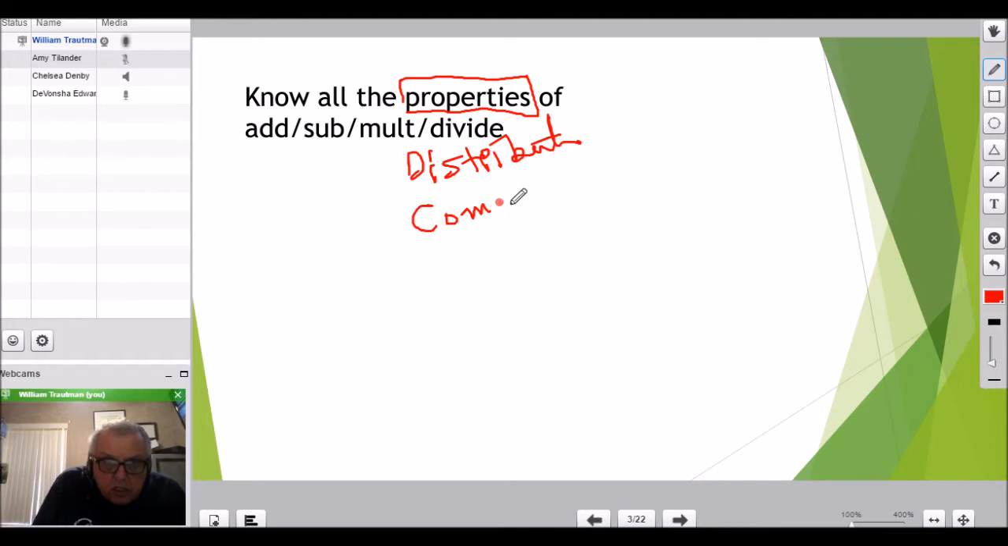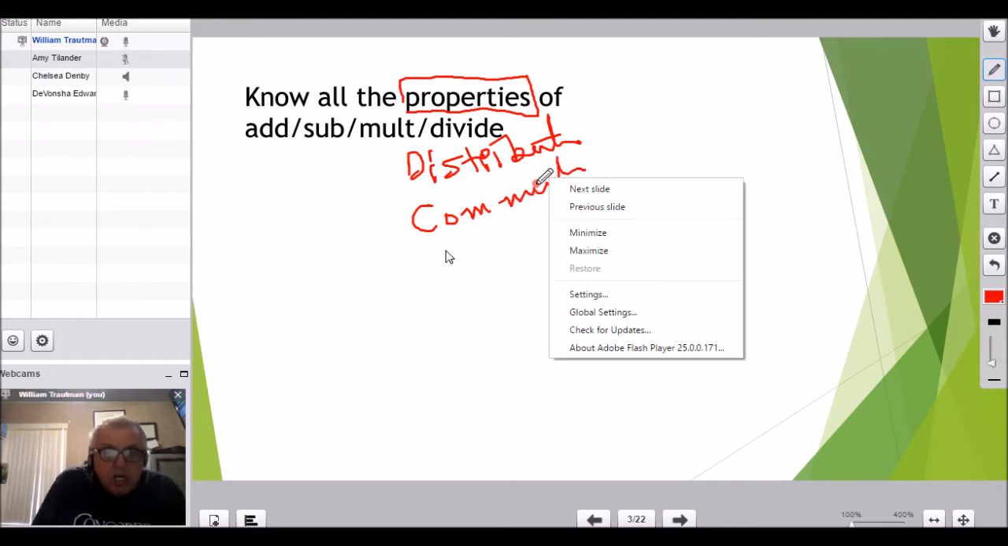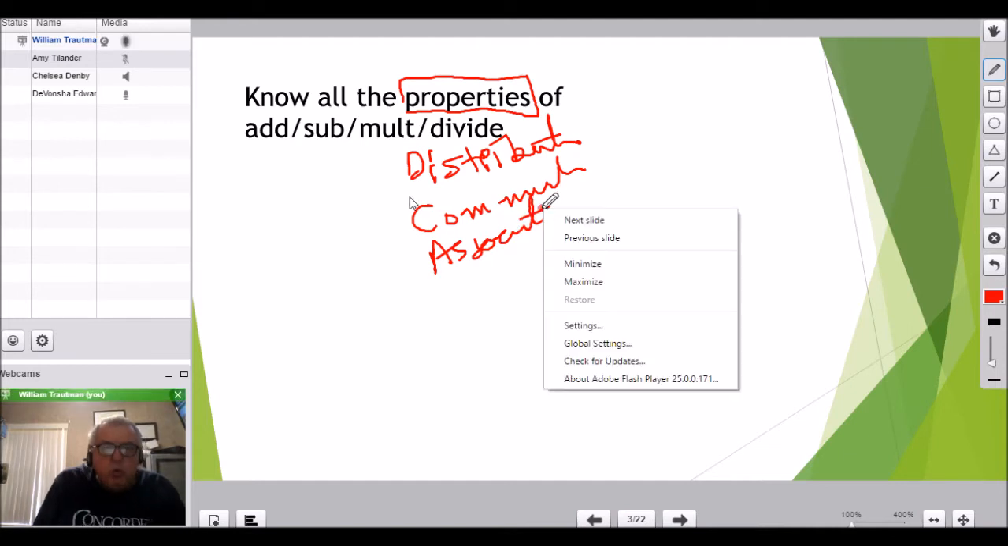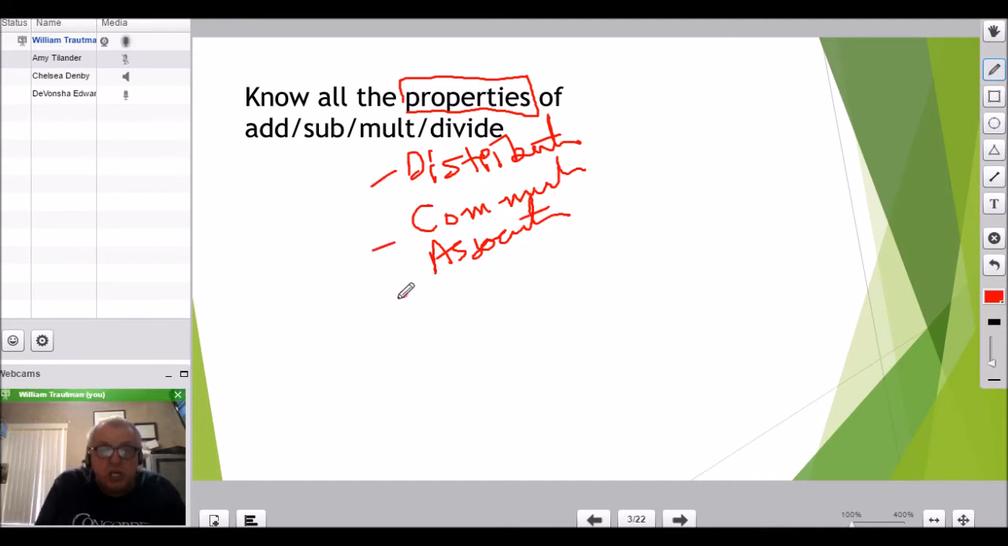Commutative. Associative. Know what these are. Distribution, commutative, associative properties. They're properties of addition, properties of multiplication. So just read that really quick because there's one question on that in the midterm. It's like a definition question. It's a problem it gives you, and it says which of these properties is the problem using.